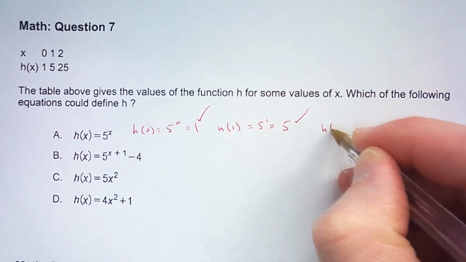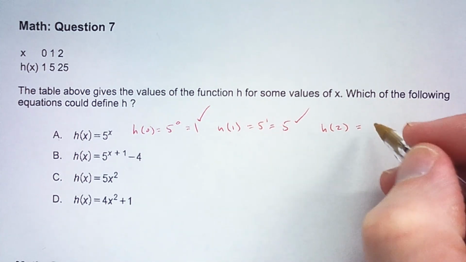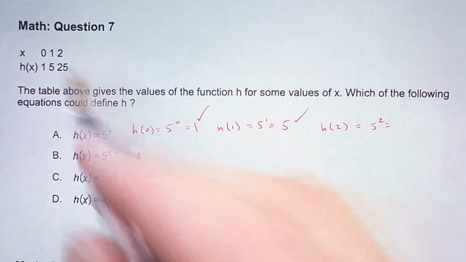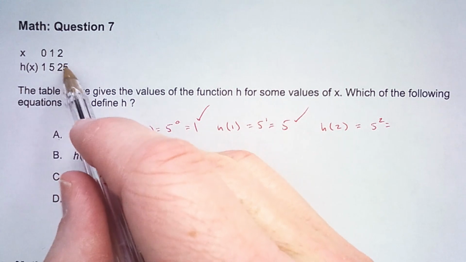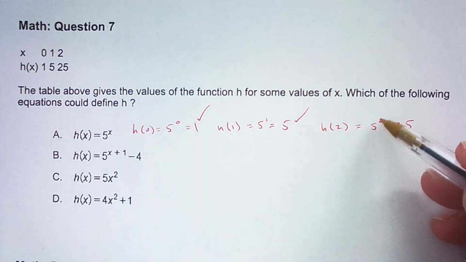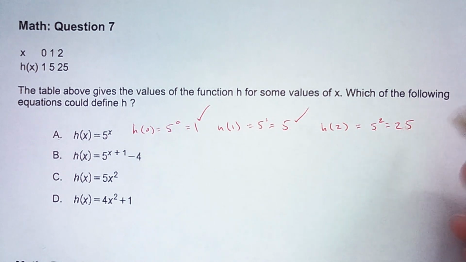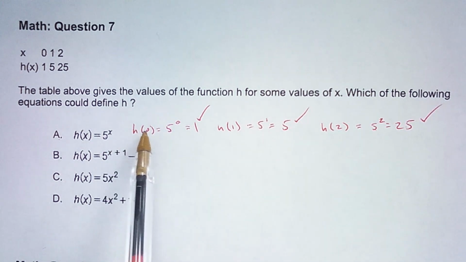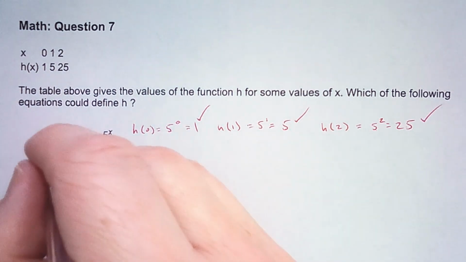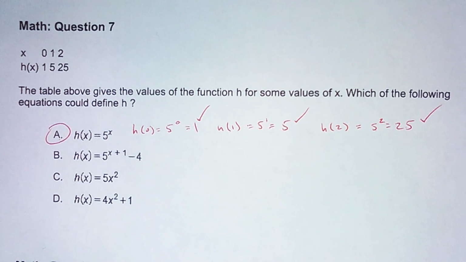Okay, so h of 2. So that would be 5 to the second power. And they're saying here that h of 2 equals 25. So let's see if that's true. 5 to the second power equals 25. That is true. So it worked for 0, 1, and 2. When h of x is 5 to the x power, A would be the correct answer.